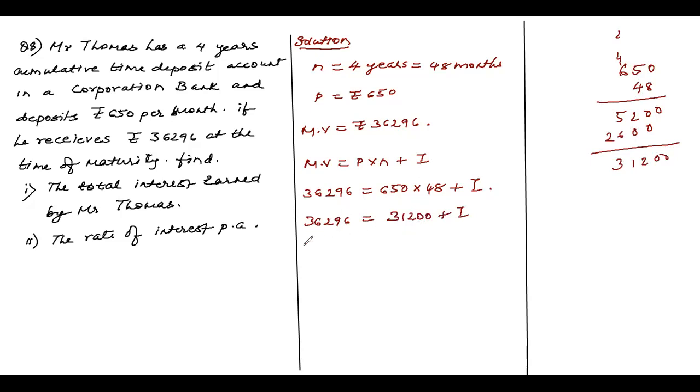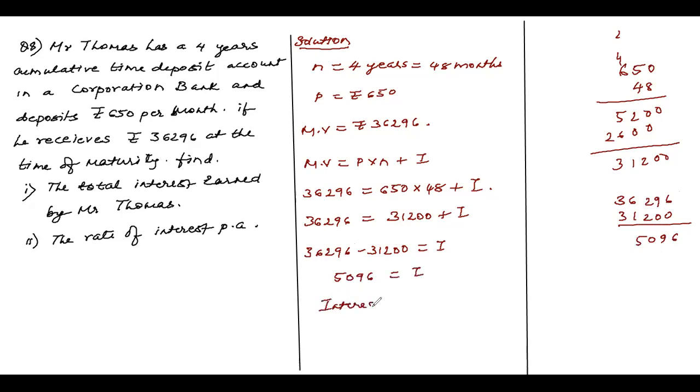So now what will happen, children? Like terms together: 36,296 minus 31,200 and you get your interest. So how much do you get when you subtract 36,296 minus 31,200? You get 5,096. So what is the interest, children? Interest earned is, just like the previous sum, children, rupees 5,096.